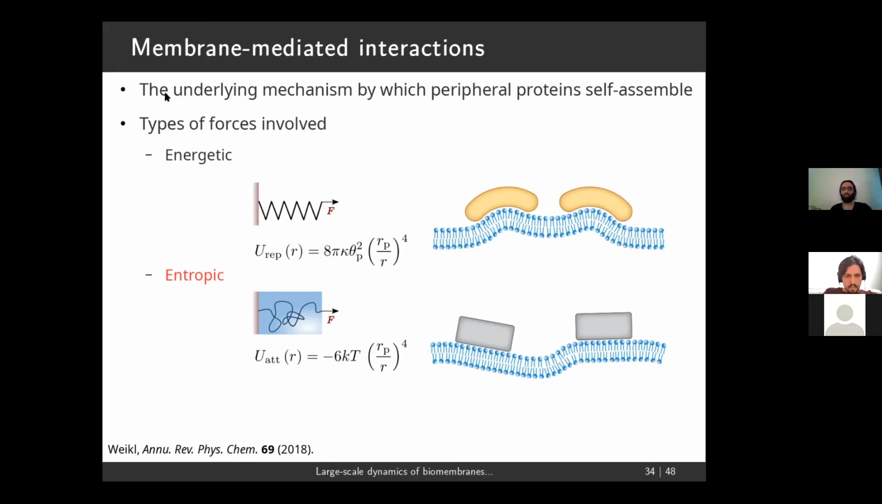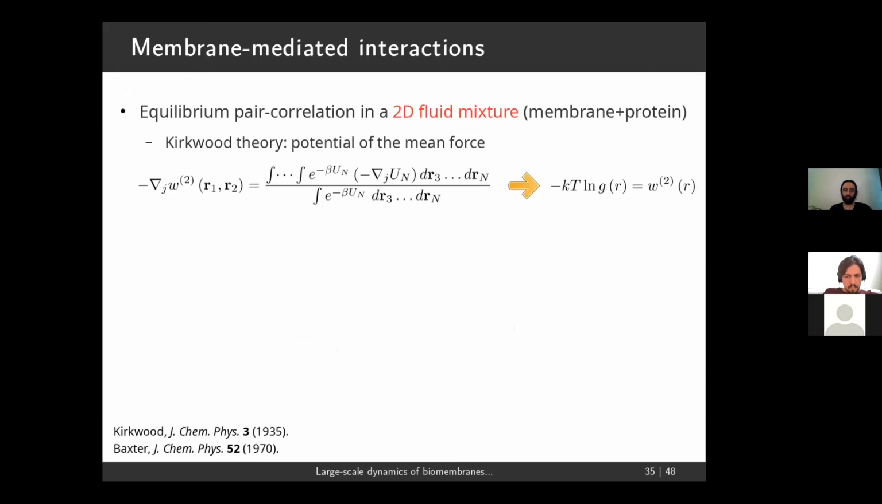And usually you see an interplay between these two natures when you're looking at membrane-mediated forces. So I'm not going to explain this in very minute details, but I'm using basically a 2D fluid mixture model.